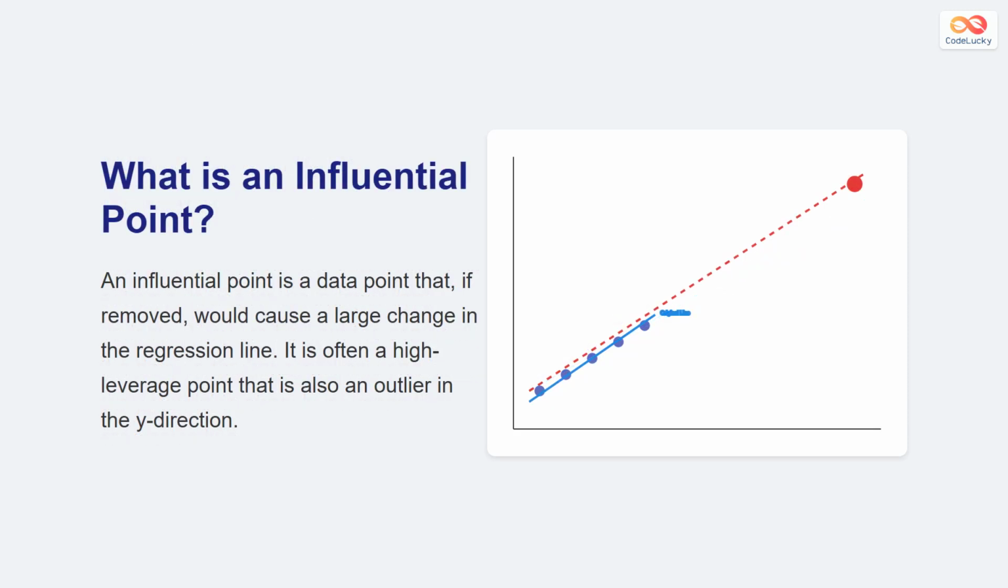So, what exactly is an influential point? It's a data point that has a major impact on the regression line. If you were to remove it, the slope of the line would change significantly. Influential points are typically both outliers and high leverage points combined.